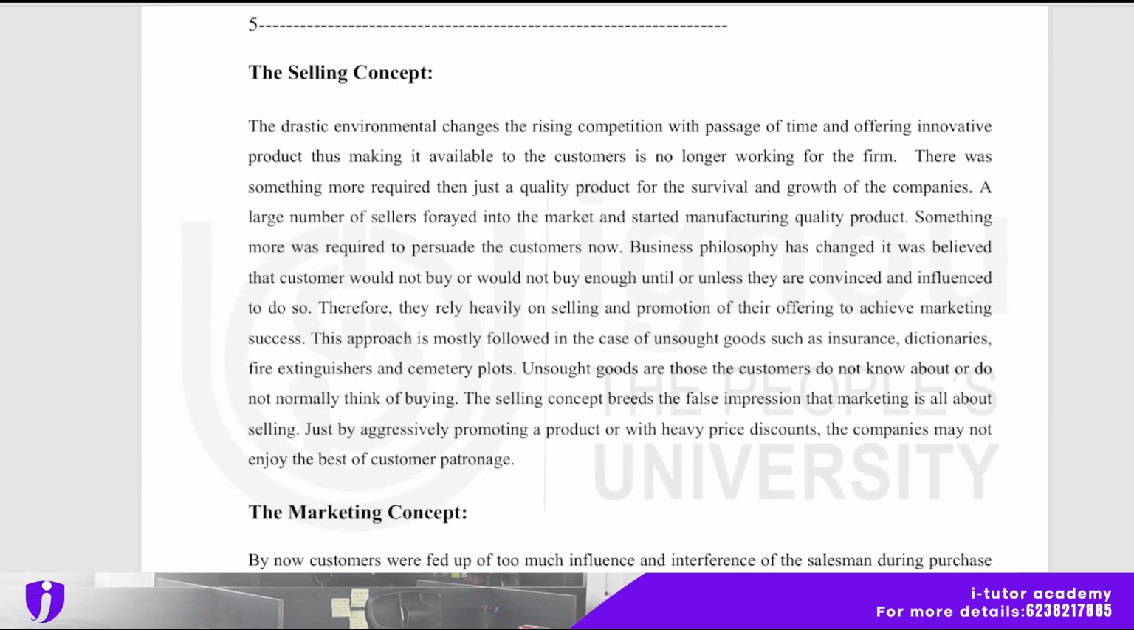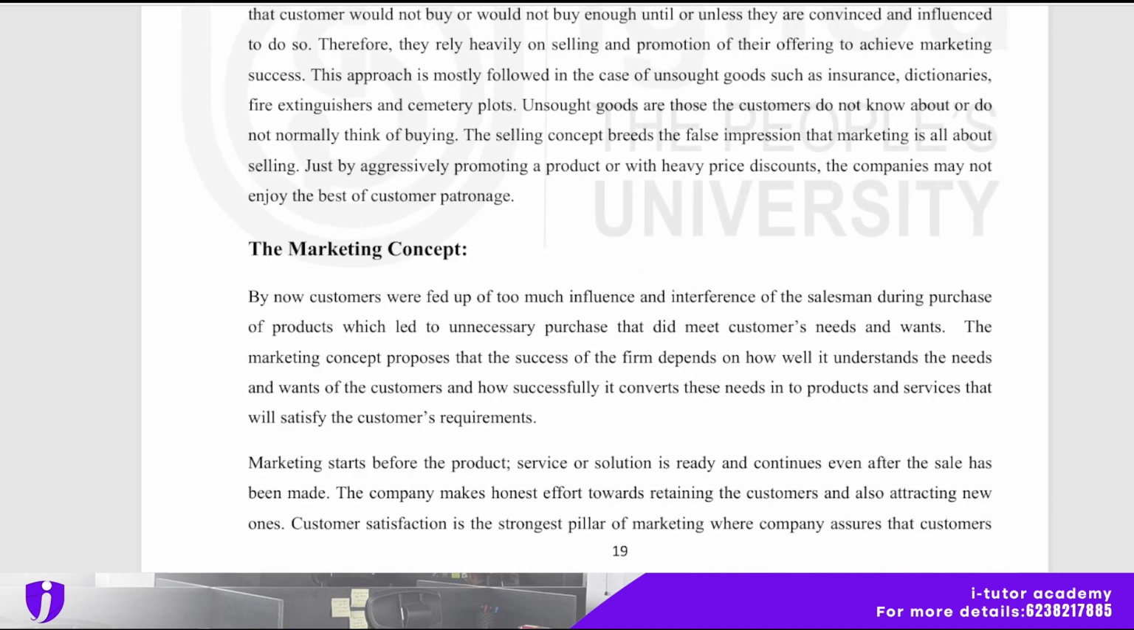The selling concept. With the drastic environmental change and the rising competition with the passage of time, offering an innovative product and making it available to the customers is no longer working for the firm. There was something more required than just a quality product for the survival and the growth of the companies. A large number of sellers forayed into the market and started manufacturing quality product. Something more was required to persuade the customer now. And next is marketing concept.